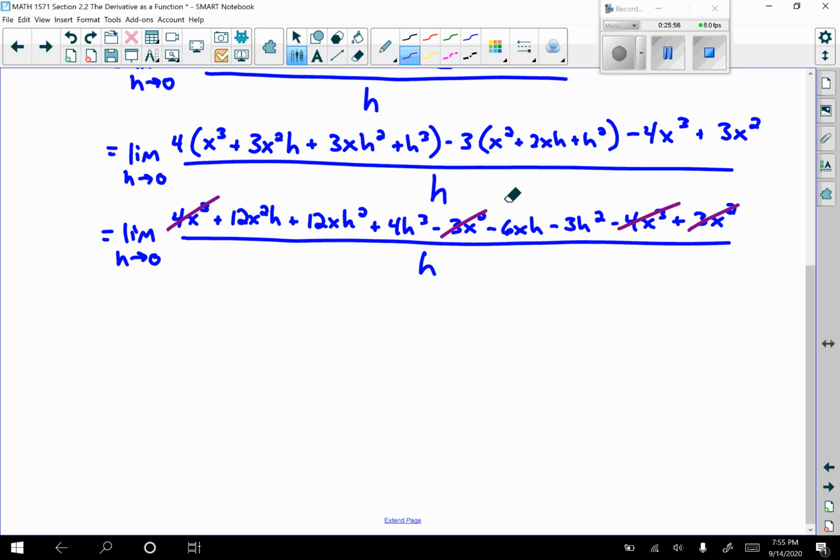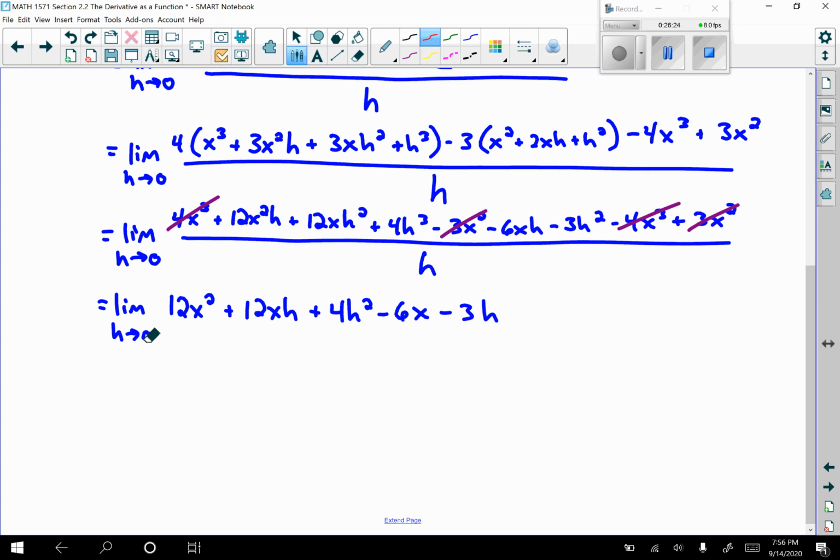Now to save a little bit of writing time, notice how the remaining terms all have an h with them, and then I can divide all of those terms by this h down here. So I'll have the limit as h approaches 0. So I'm just going to take one h factor out of each one. So now this becomes 12x squared plus 12xh plus 4h squared minus 6x minus 3h. And I think I got all of them.